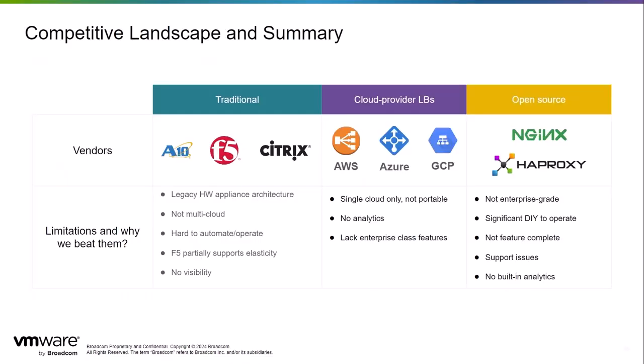Here we see the competitive landscape for Avi. The main traditional competitor is F5, which I know many of our CSPs use today. There's also native cloud provider load balancers such as AWS and Azure. There's also open source ones such as Nginx as well.